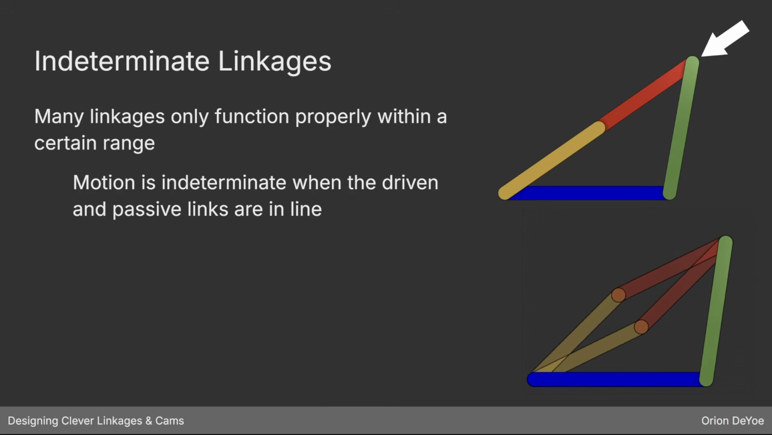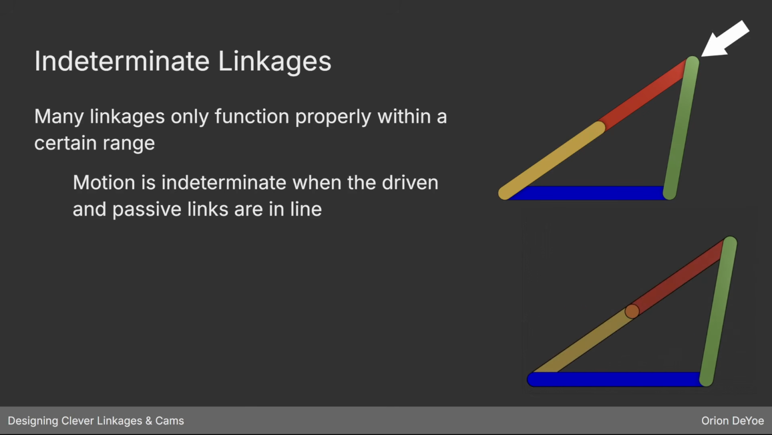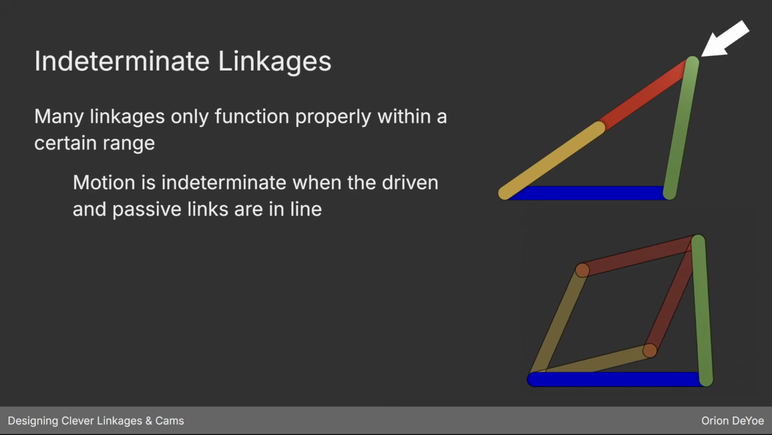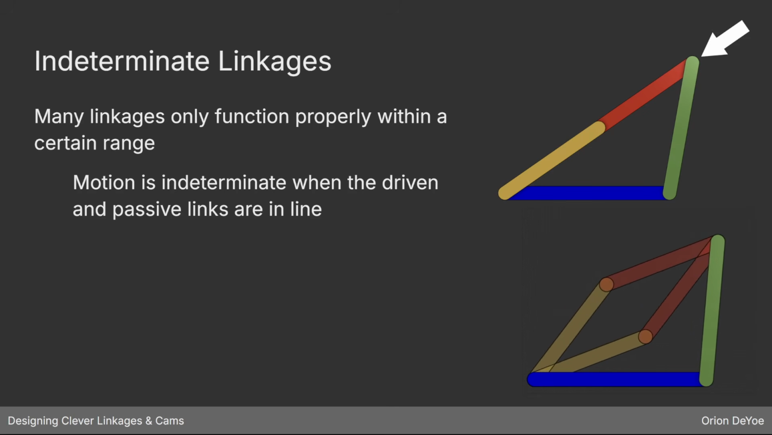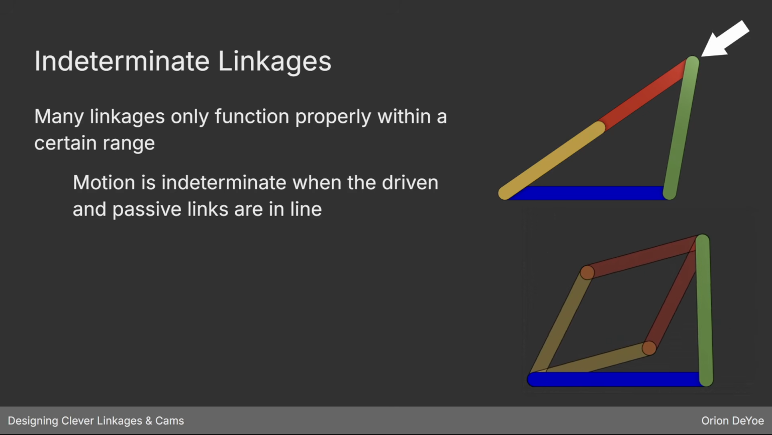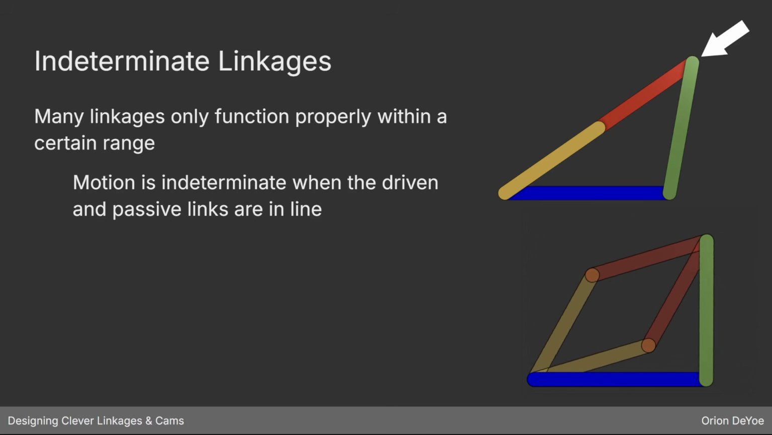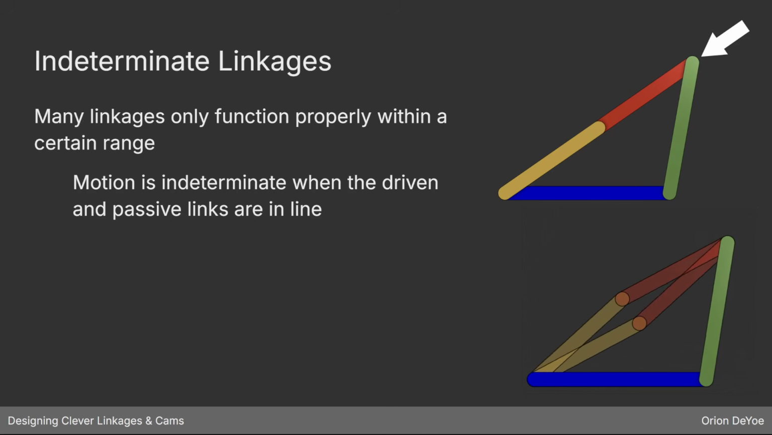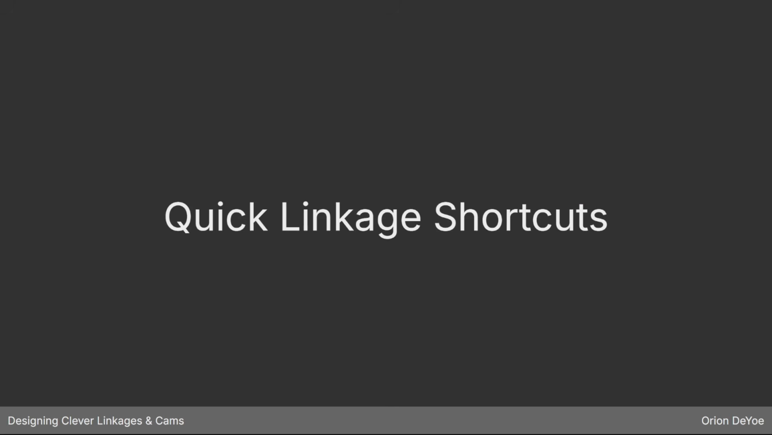If we look at the linkage here on the top, the driven link is the green one, and the fixed one is the blue one as usual. The yellow and the red links are in a straight line. So if you then try to push in the direction of this white arrow here, it's not defined. It's indeterminate what direction the red and the yellow links are going to go. This is a condition that you typically want to avoid at all costs. The key thing here, though, is that the driven and passive links are the ones that are in line, and the driving link is not in line with any of the other links. We'll talk about an example of where that other case would be useful.